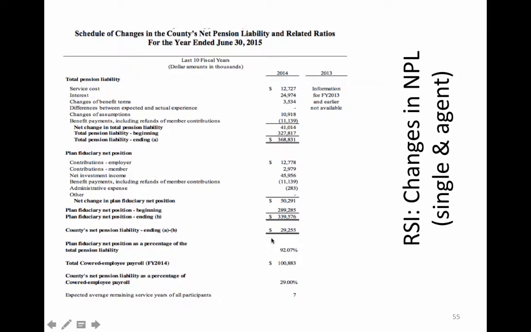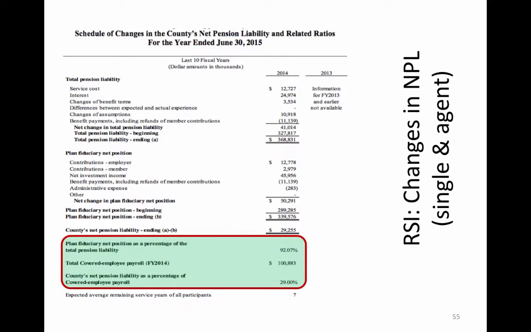What you will also see, either in the same schedule or in a separate schedule, are a couple of ratios. These are the basic ratios of analysis for pensions and OPEB. The first is an asset sufficiency ratio. It's the ending fiduciary net position divided by the ending total pension liability. And this government has a 92% funded plan.